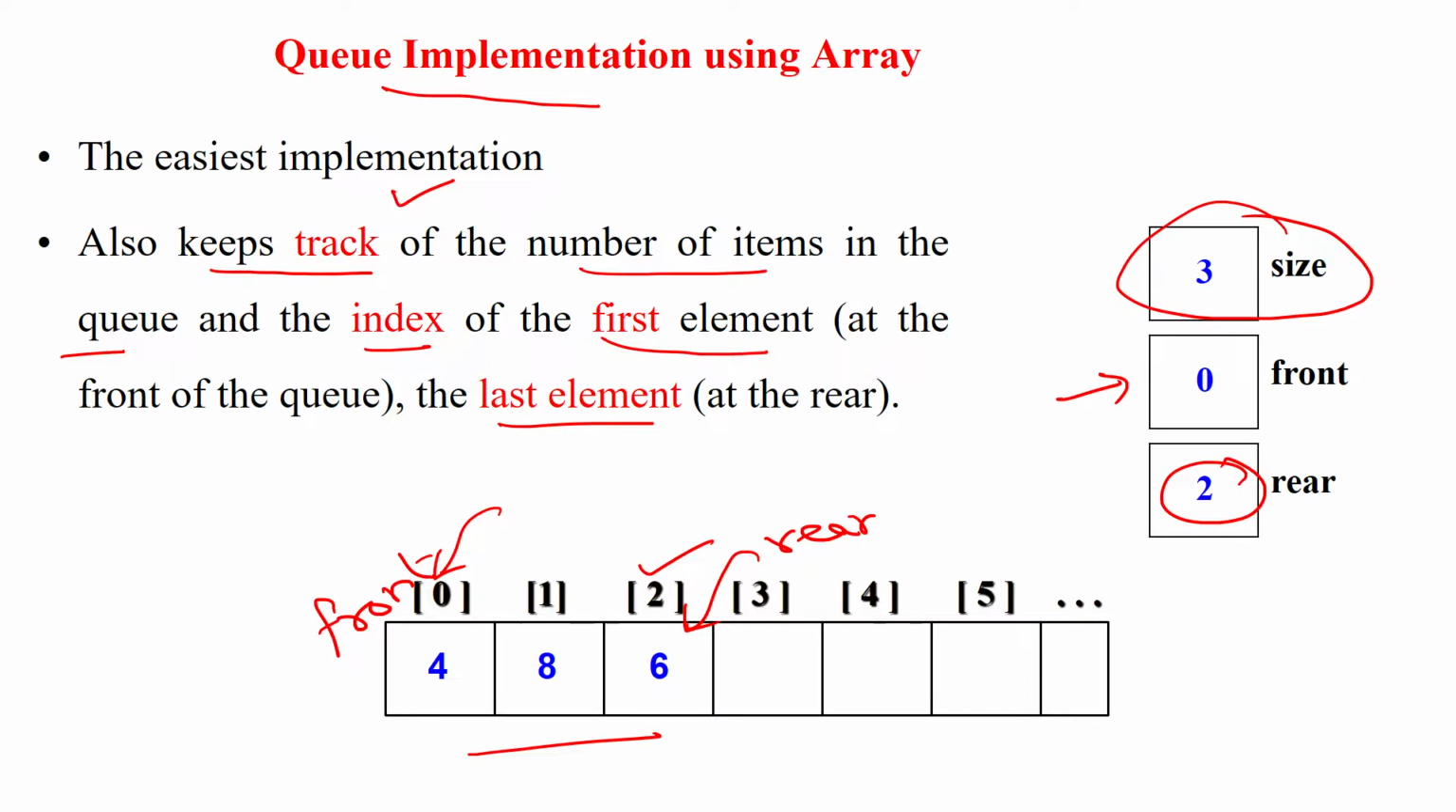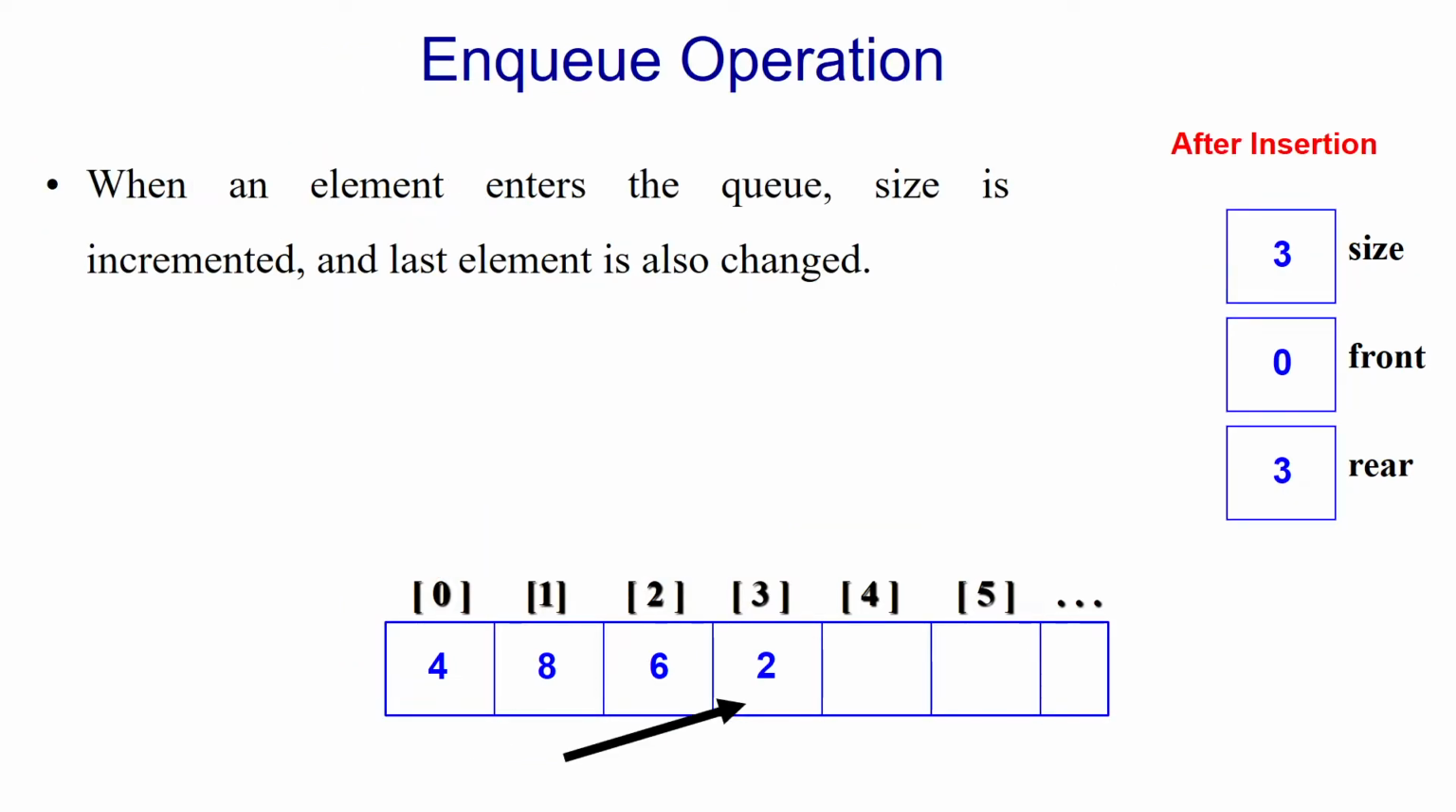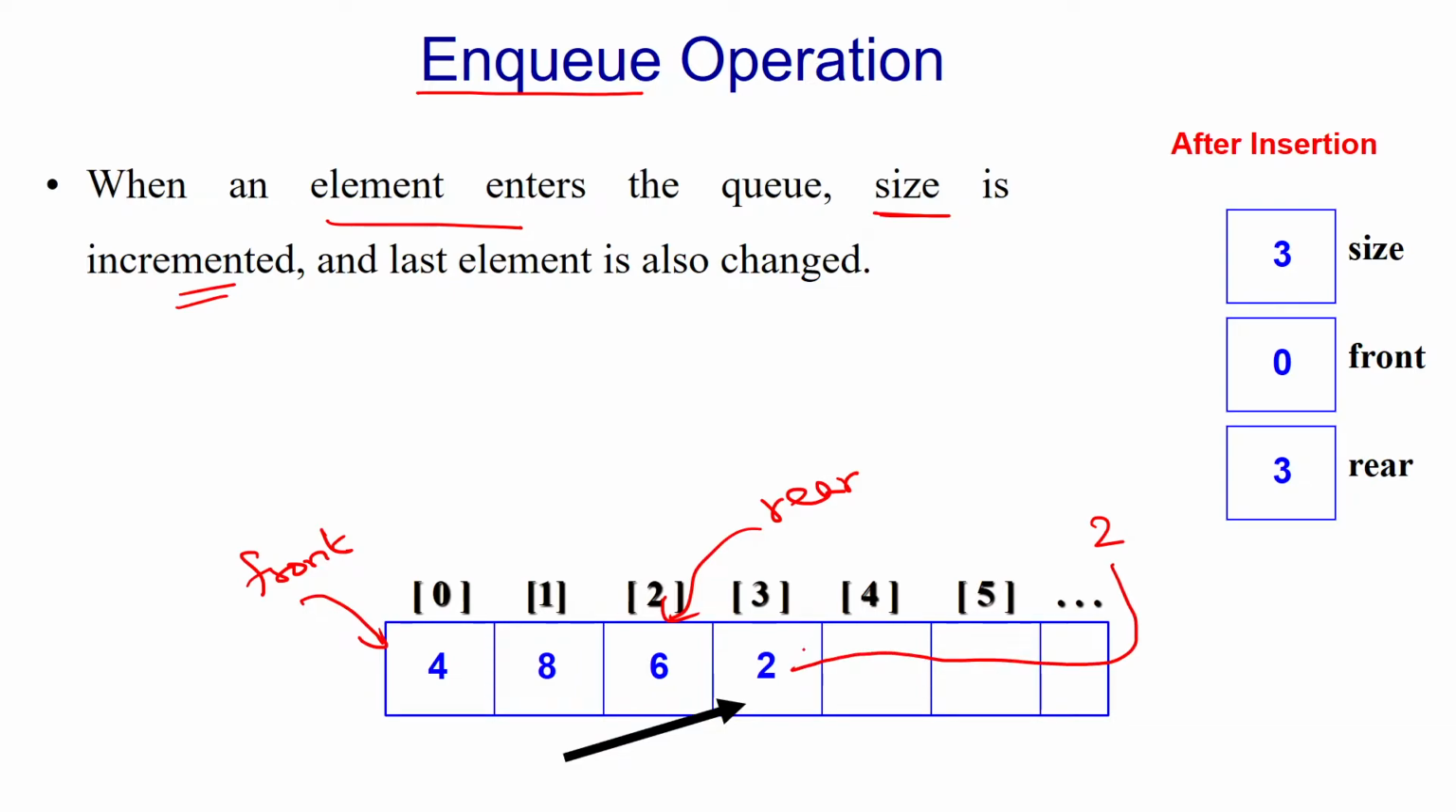Now I want to insert one element at the end of the queue. That operation is called enqueue. The element is entered into the queue and stored in the free space, then the size is incremented by 1. Earlier the front pointer was denoting index 0 and rear was denoting index 2. Now the number 2 is inserted into the free space.